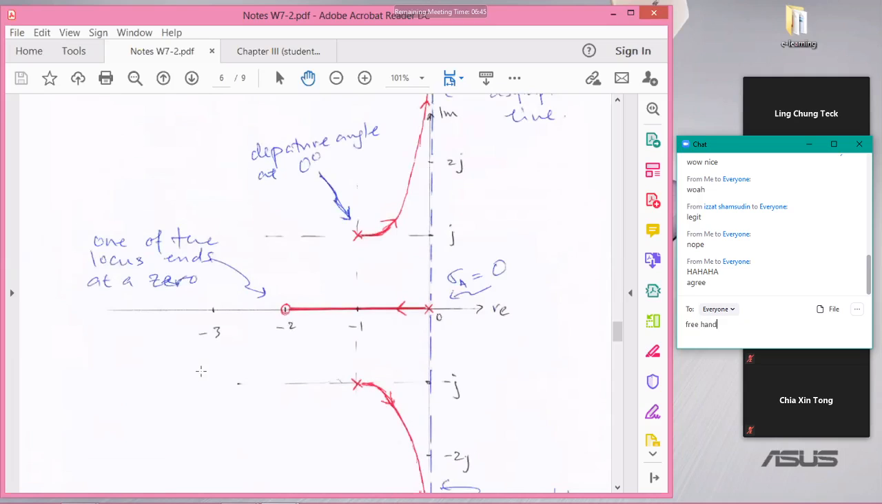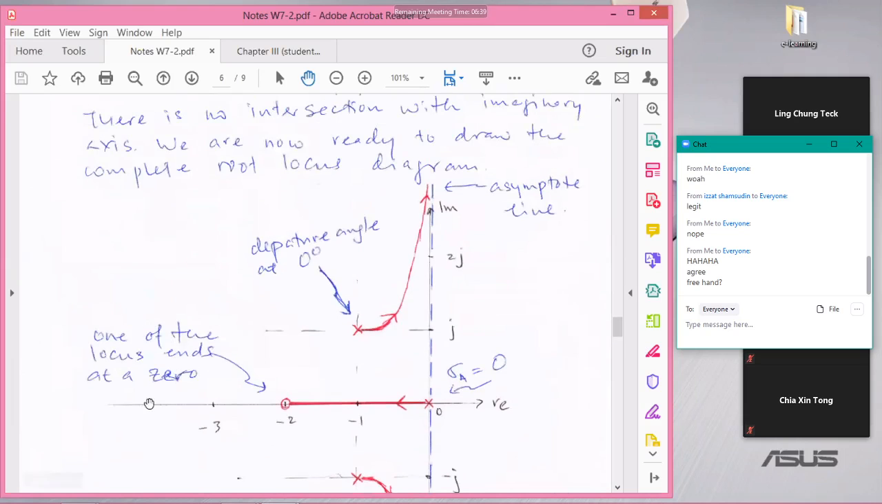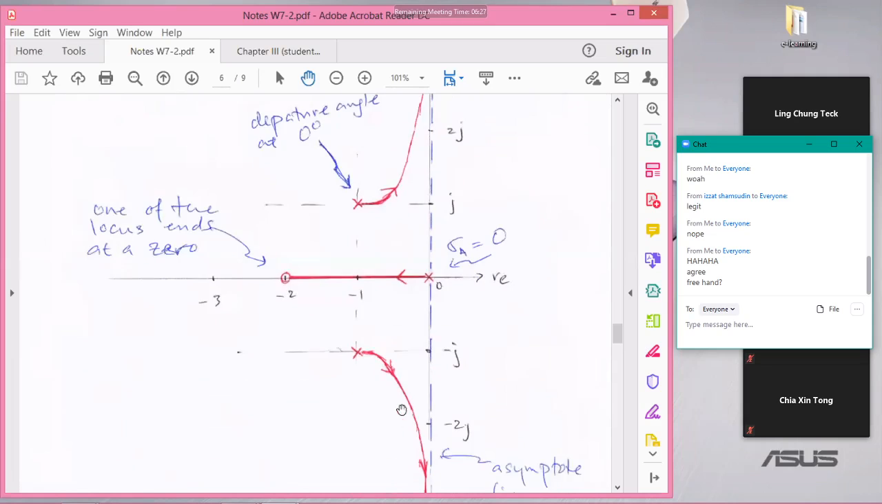Okay, so do you have any questions? Yes, it is a freehand drawing, except for the axes, of course. I drew the axes and the straight lines using a ruler, and the rest I just drew freehand. Do you have any questions?